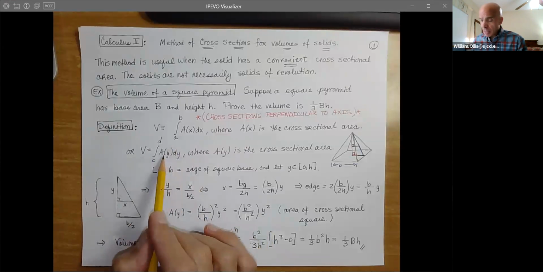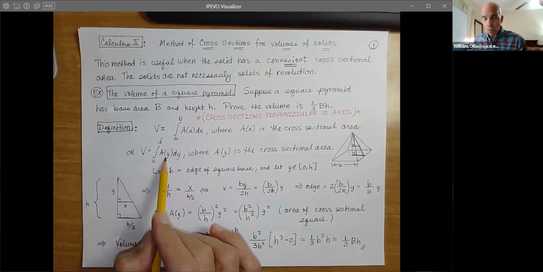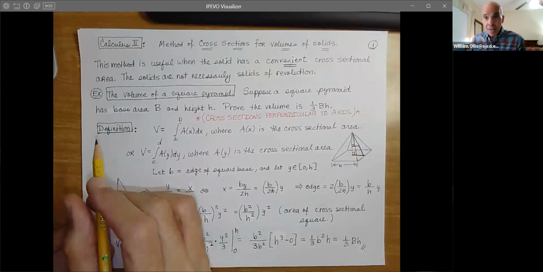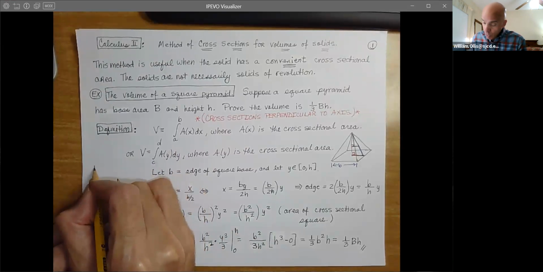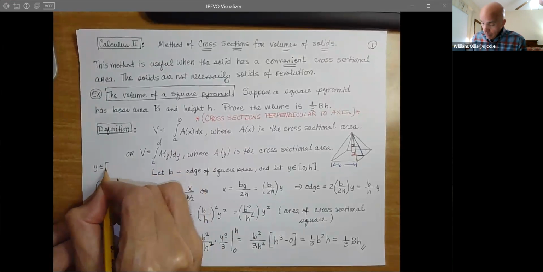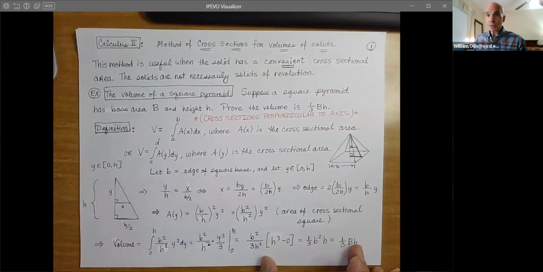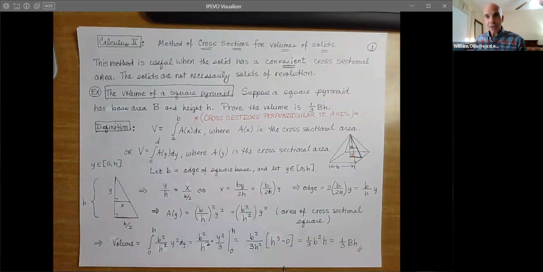So when we look back up here, this is exactly what we do. We have A of y, and the interval of integration in this particular case will just be from 0 to h. So we take y to lie between 0 and h. And so now, a very simple integral, a very elegant procedure. We integrate from 0 to h the b squared over h squared times y squared. We note that these are just constants, which we can extract, then power rule, add 1, divide by the new power, and integrate from 0 to h.